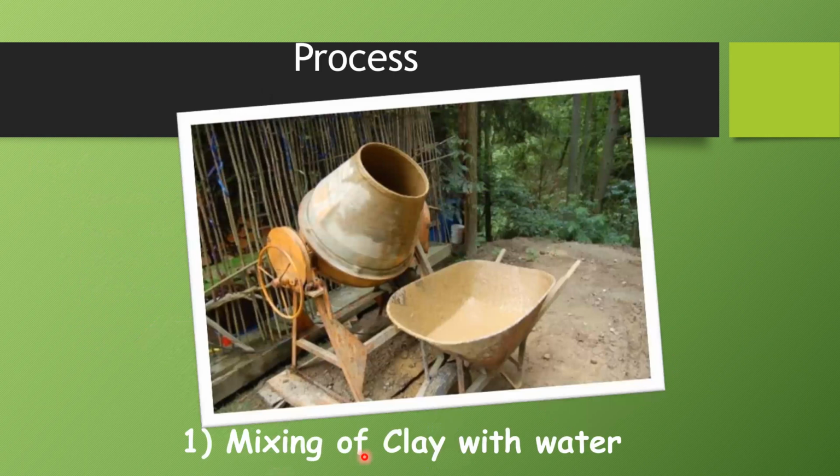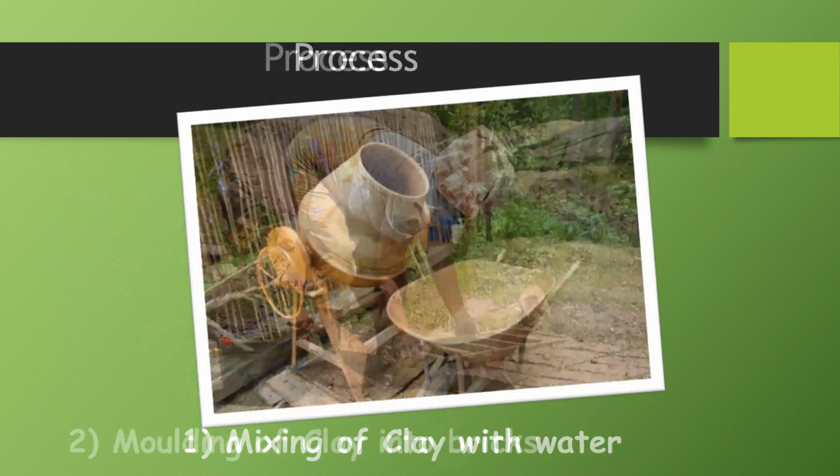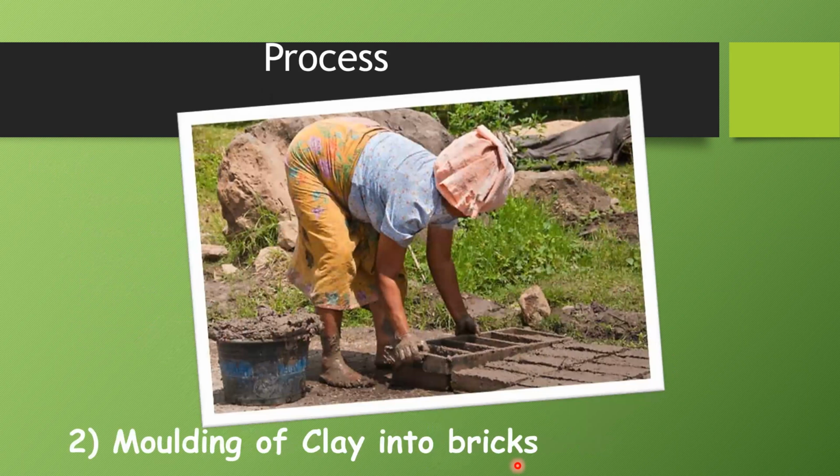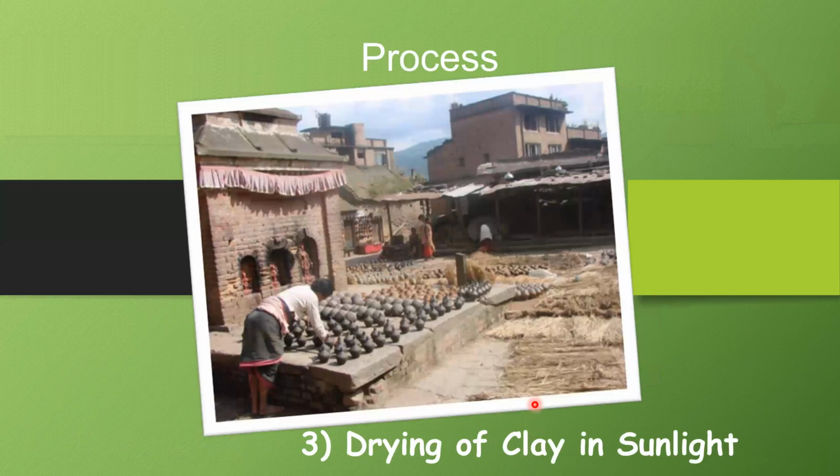What is the process? Step number one: you need to mix the clay with water. Step number two: you need to mold that mixture in the shape of bricks. This is how it is shown in the picture. Once you have molded the bricks, you need to leave them to dry in sunlight. That is step number three.